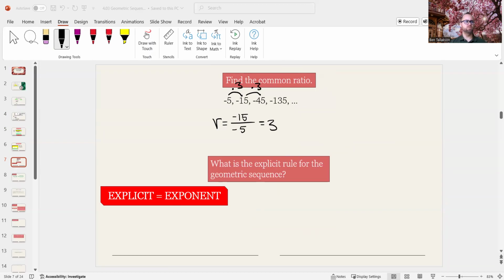What is the explicit rule? Can you come up with it? A sub n equals a sub 1 times r to the n minus 1. Let's plug in what we know. A sub 1, first value. Common ratio, we just found it, and then n minus 1. There it is. Really, it's some basic substitution, right?